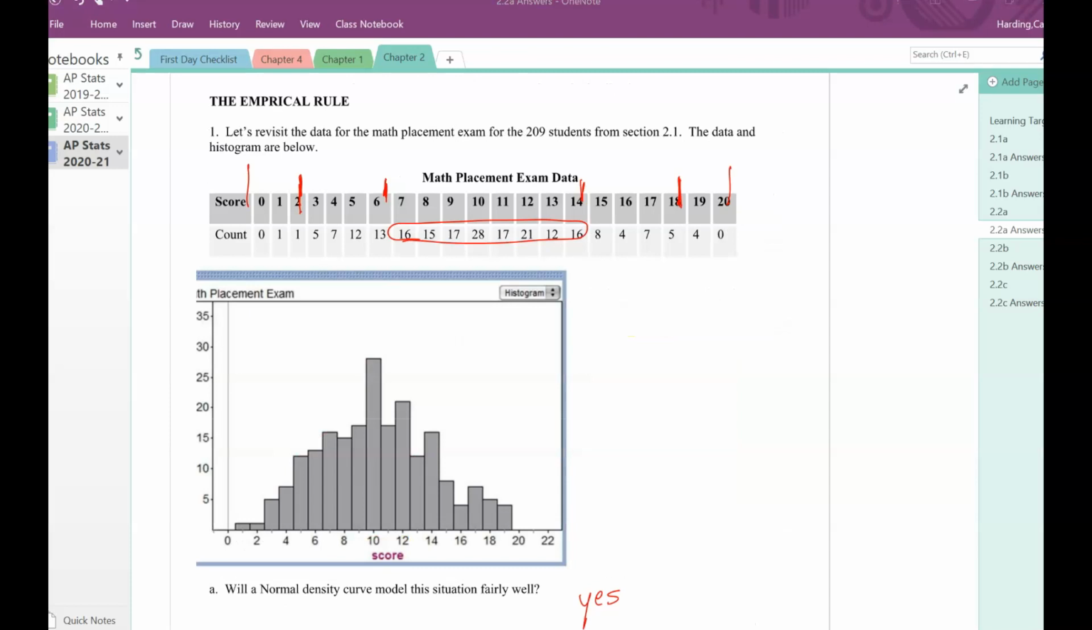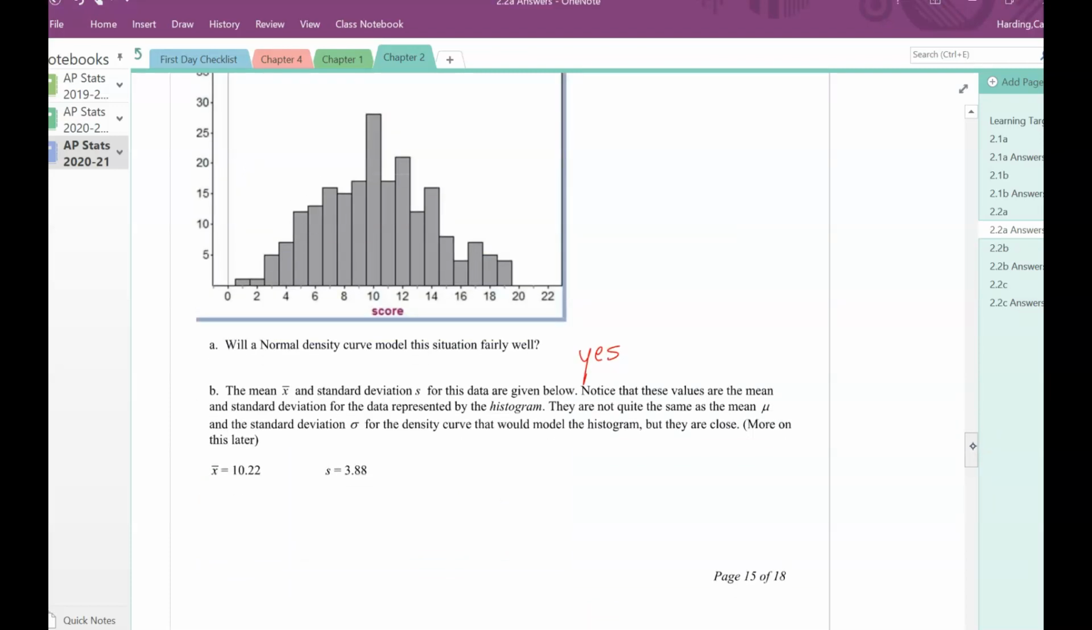Let's return to our math placement exam data. First question you see there, will a normal density curve model this situation fairly well? Remember, we're talking about modeling and it's not going to be a perfect fit. We're looking for, is it unimodal and symmetric or bell-shaped? And in this case, yes, it is. So what we can do is find the mean and standard deviation of this data, and we can use it to make a model. Are they exactly the mean and standard deviation for the density curve? No, but they're close, and we'll talk about that more later.